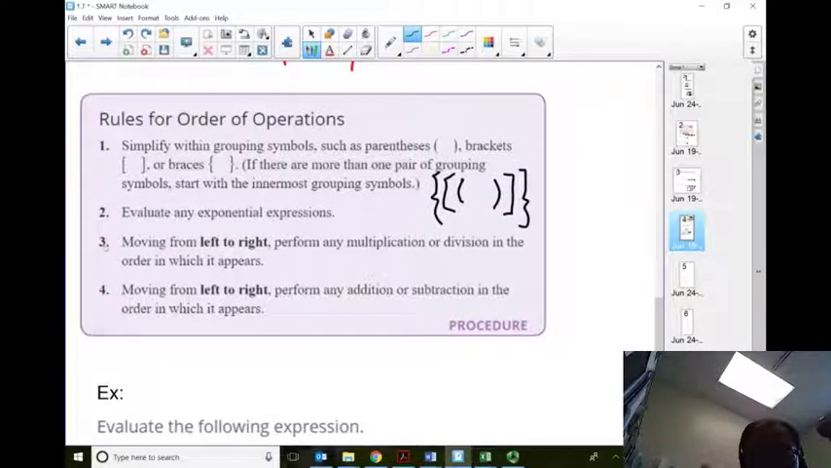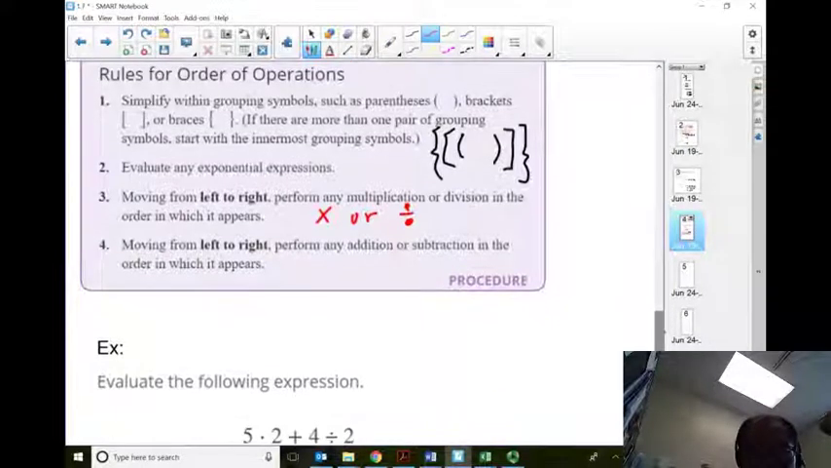All right, third level, moving from left to the right, perform any multiplication or division. So the third level is multiply or divide, whichever comes first. And the lowest level, moving from left to the right, is any addition or subtraction.